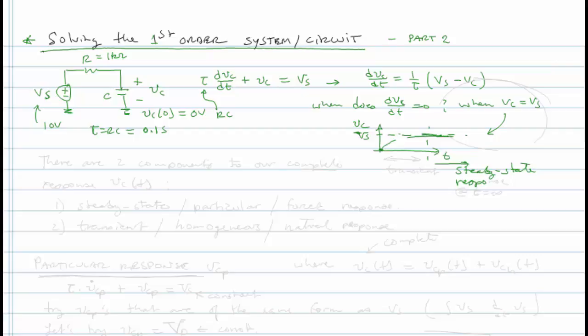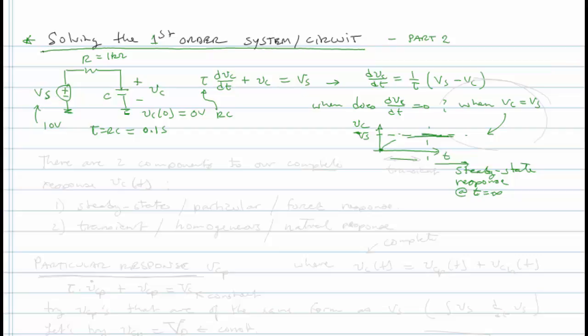Theoretically, it's at t equal to infinity. We could say that it's going to take infinite time before the capacitor voltage asymptotically actually reaches Vs. Because the closer it gets to it, the smaller the right side of our state equation, the smaller the time rate of change of capacitor voltage, and so it slows down as it approaches its final value. So that's the steady state.